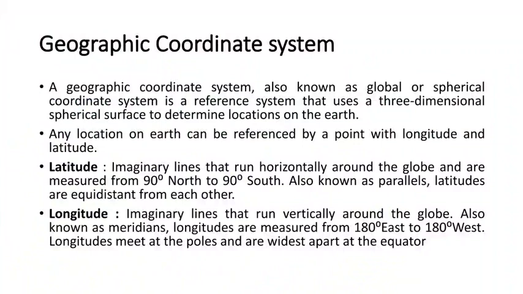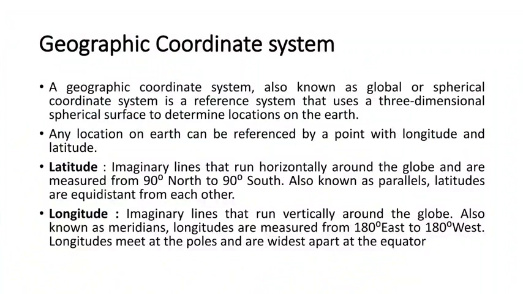So using the latitude, that is the line which runs horizontally around the globe, from 90 degree north to 90 degree south. That means what is the latitude? We know, the east west, which connects the east west. It is also known as parallels. We know latitudes are equidistant from each other.